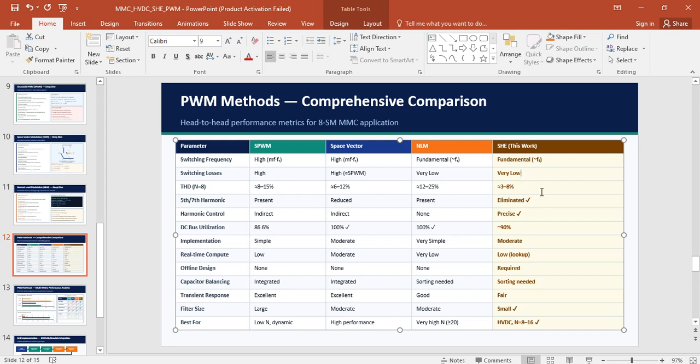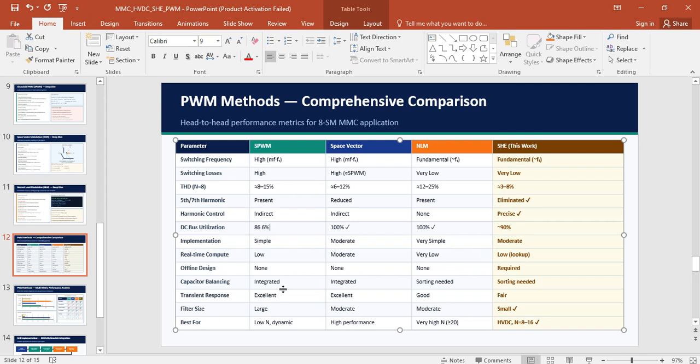THD is very low in SHE, 3 to 8%. Fifth and seventh harmonics are present, reduced, present, and eliminated. They are eliminated. Harmonic control is precise, whereas in NLM there is no harmonic control. DC bus utilization is 86%, 100%, 100%, and 90%.